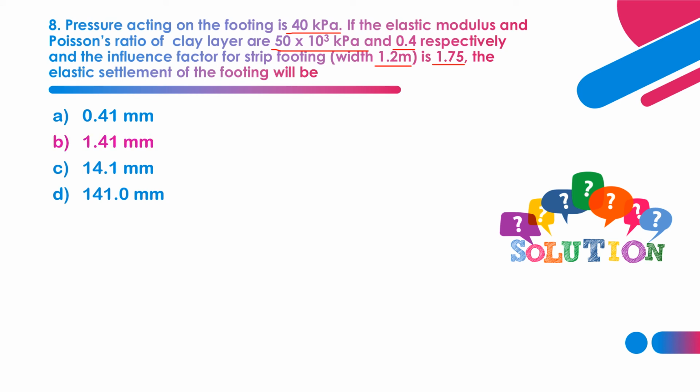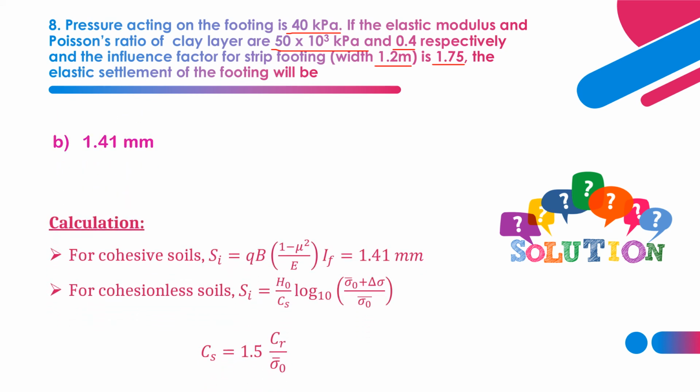So the answer is option B 1.41 mm. Let's see how it is calculated. It is a clay layer. So what it means, a cohesive layer or cohesive soil. For cohesive soil, immediate settlement or elastic settlement is given by SI is equal to QB into 1 minus nu square by E IF.